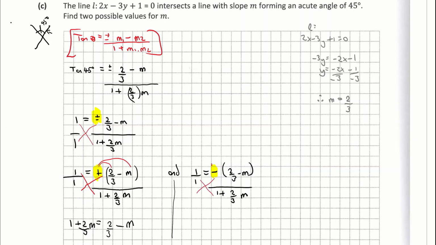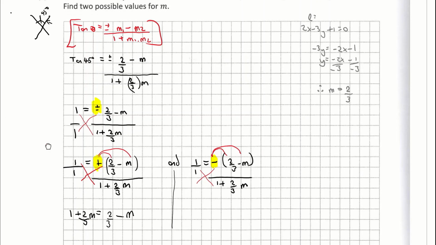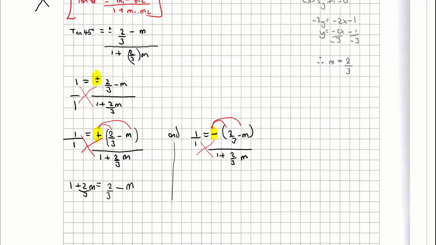And on my second one, when I cross multiply on this one, I will now have to first of all multiply in this minus into my bracket. So I'm actually just going to rewrite my fraction there with the minus 1 multiplied in. So that gives me 1 over 1 is equal to, and when I multiply in that minus, I get minus 2 over 3. Minus by minus m gives me a plus m all over 1 plus 2 over 3m. Now I'm going to cross multiply.